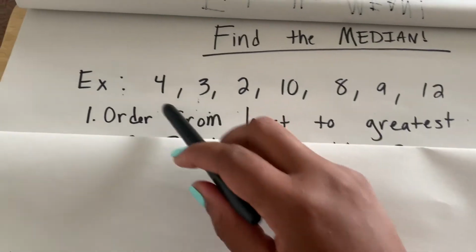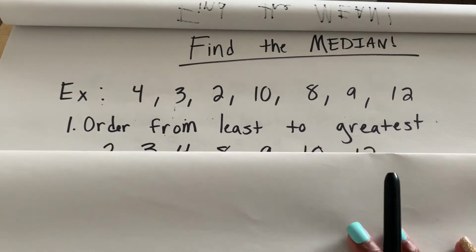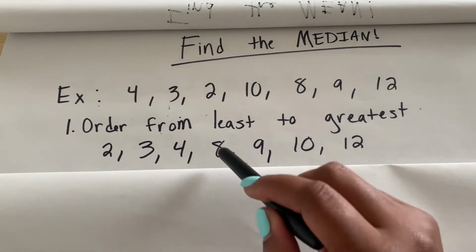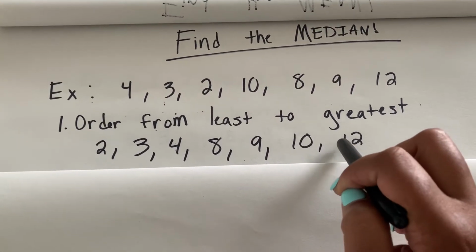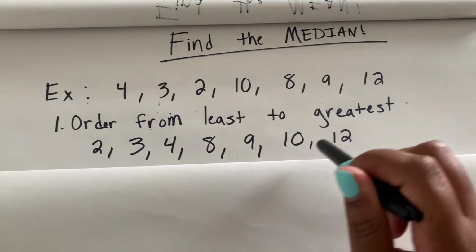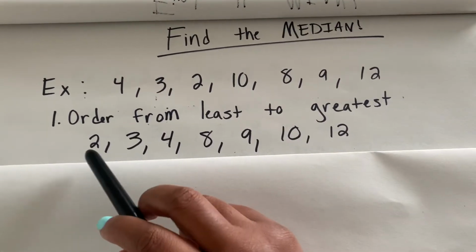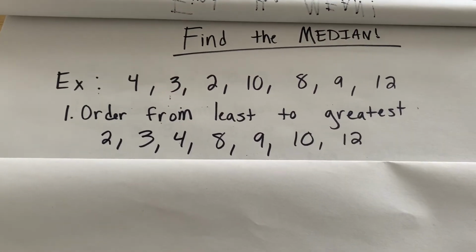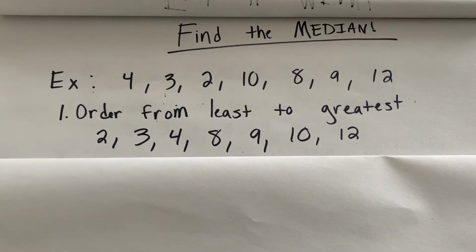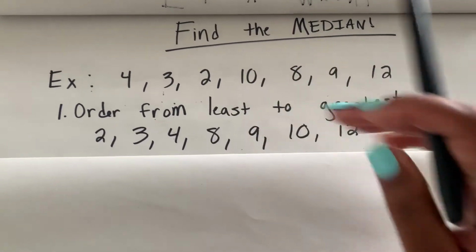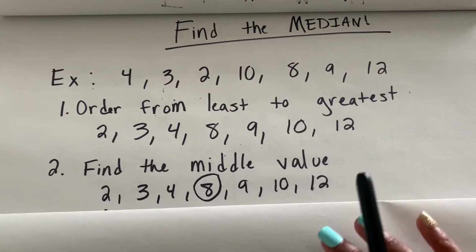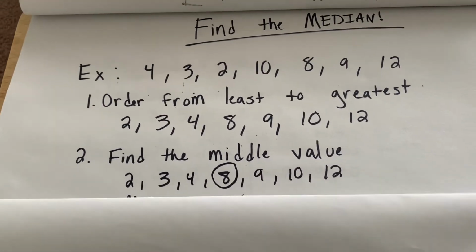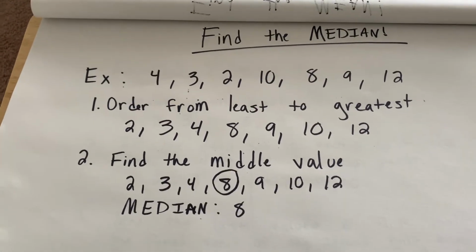So if you want to order this set from least to greatest, you're going to have 2, 3, 4, 8, 9, 10, and 12. In this case, we have 7 values. So we have 1, 2, 3, 4, 5, 6, 7. So this is an odd amount of numbers in this data set. So in this case, you want to find the center. The middle value of this data set is 8. So the median value for this data set is 8.